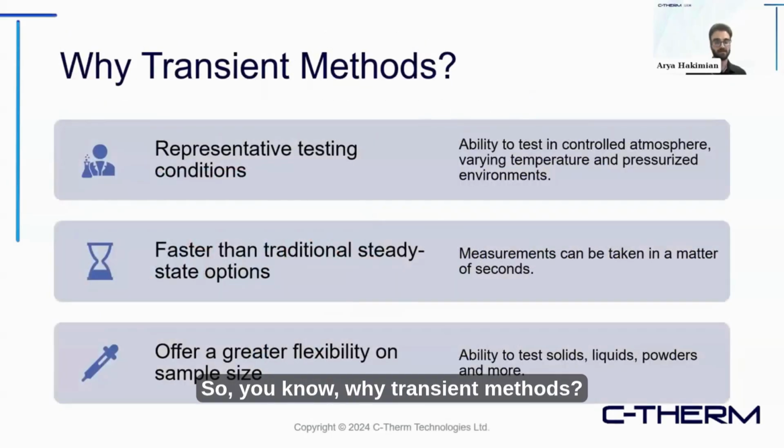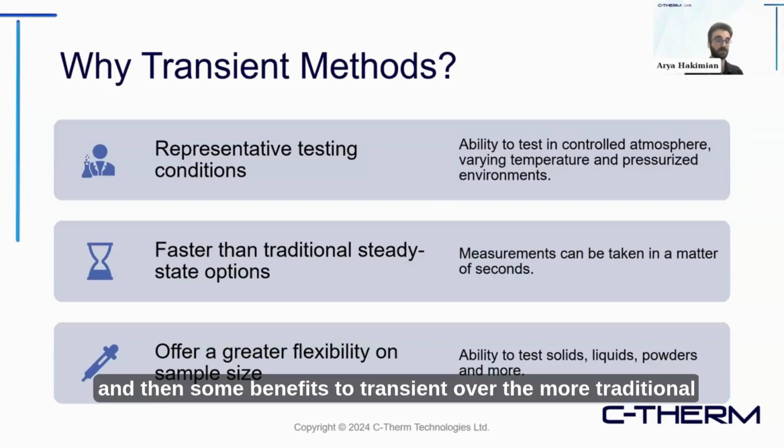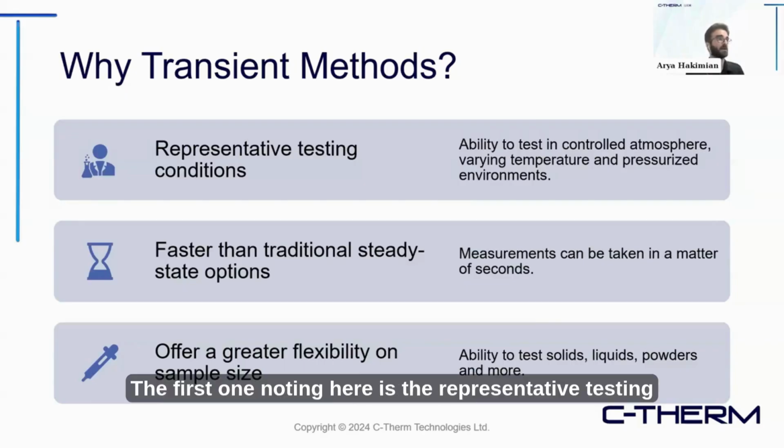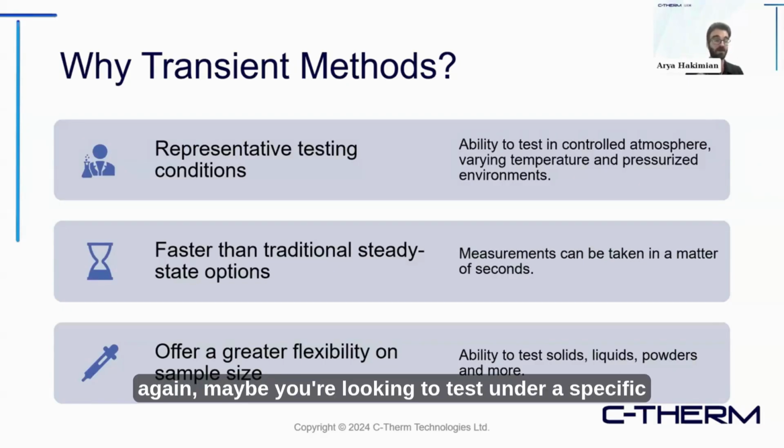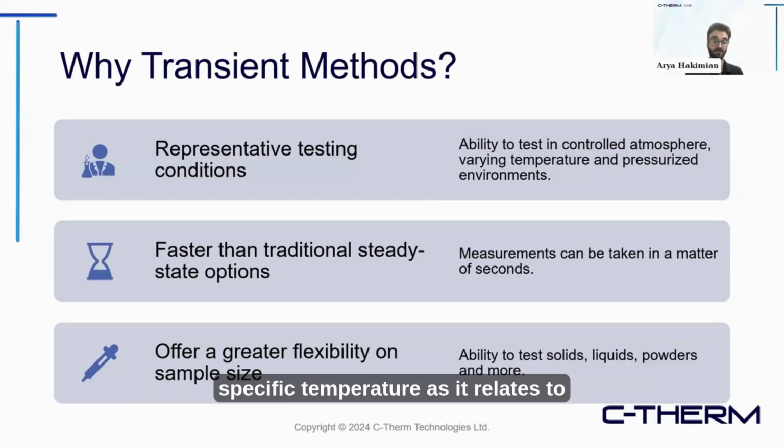So, why are we looking at transient methods here? Generally speaking, there are a few main reasons and some benefits to transient over the more traditional options. The first one is representative testing conditions. Being able to test a sample at just ambient room temperature can be valuable, but there are situations where maybe you're looking to test under a specific temperature as it relates to the surrounding body or the in situ conditions that you're looking to represent. Temperature will be a big one we'll look at here today.